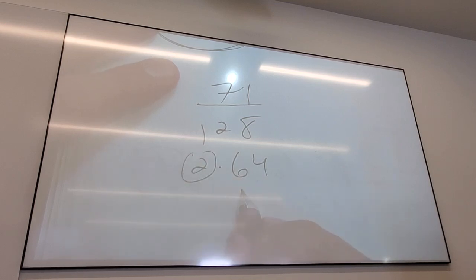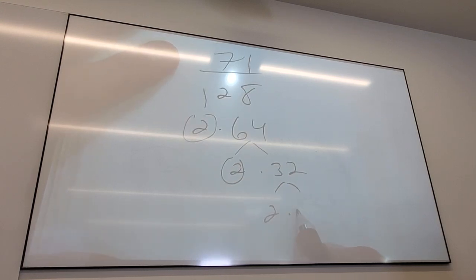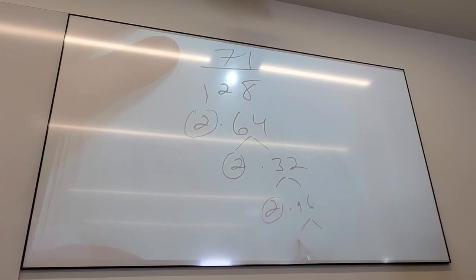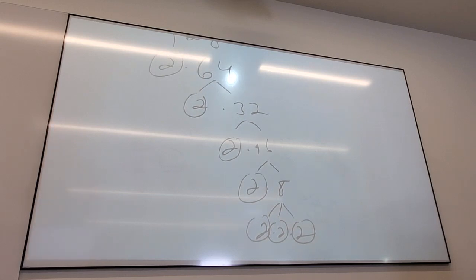And then if you want to, you just keep going. 64 is 2 times 32, and 32 is 2 times 16, and 16 is 2 times 8. 8 is 2 times 2 times 2. Look at all those 2s. How many 2s are there? 1, 2, 3, 4, 5, 6, 7. Oh, I missed one. It would be 2 to the 7.